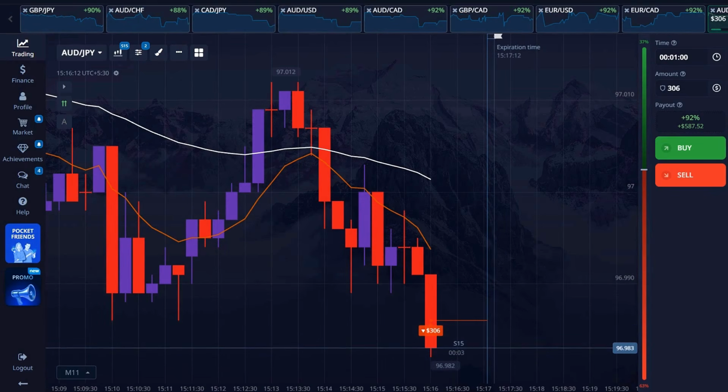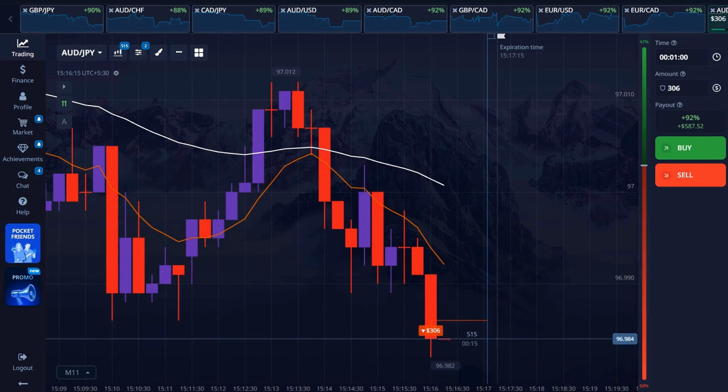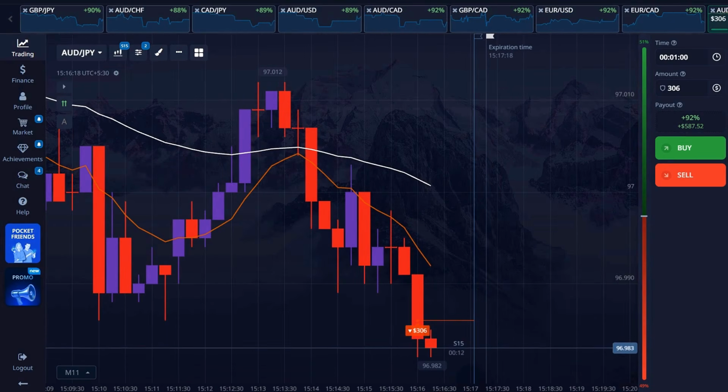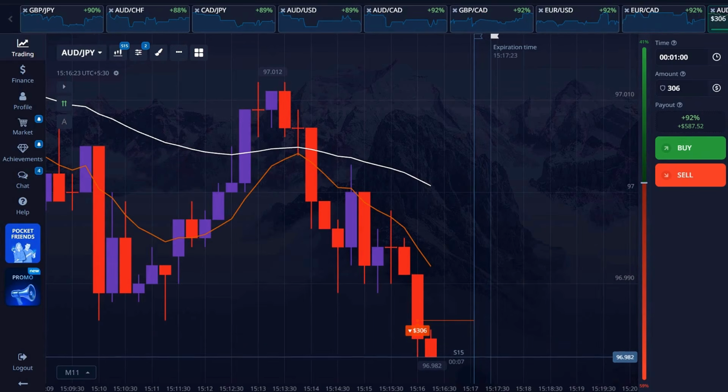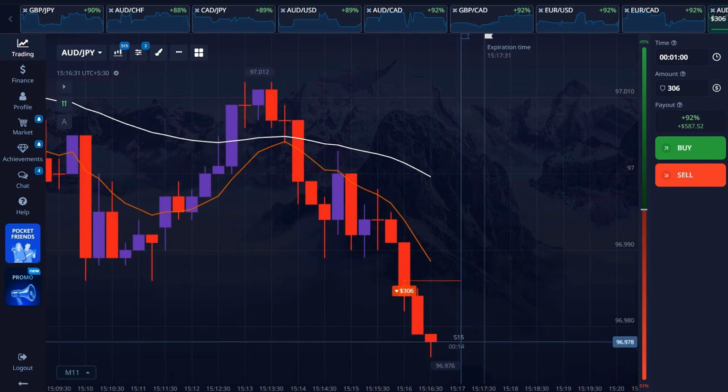Now, let's look at this sell trade. Here, the price clearly closed below both EMA 10 and EMA 50, which means sellers are in control. At the same time, the volume spike went above 90% on the seller side. That's our confirmation signal. So according to the rules, we entered a sell trade for 1-minute expiry.